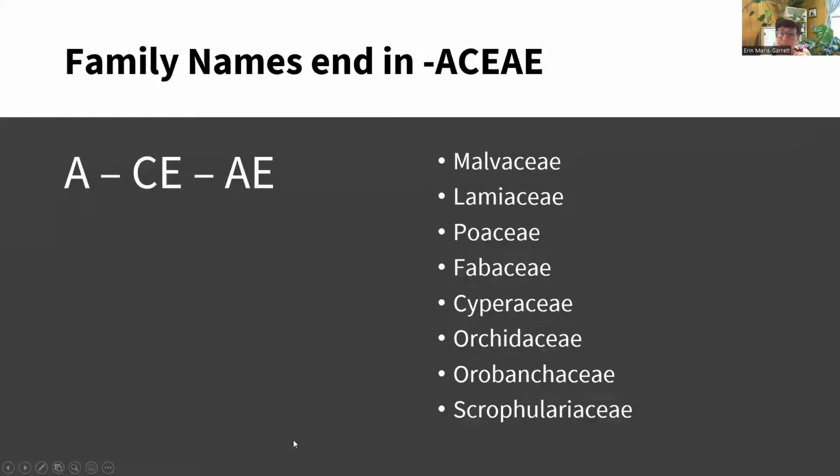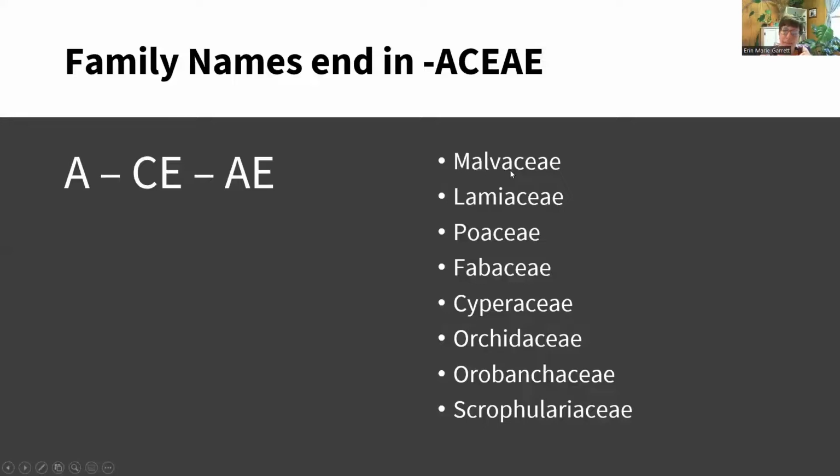Okay, and then if we look at family names, so right, our Latin names, we focus on the genus and the specific epithet. If you go up a step to family names, as a convention, they all end in the letters A, C, E, A, E. And we break it down and say ACE. Okay, remember the AE is a diphthong that's treated like a long E.